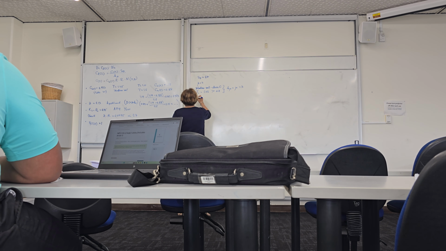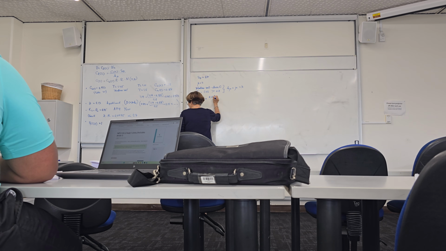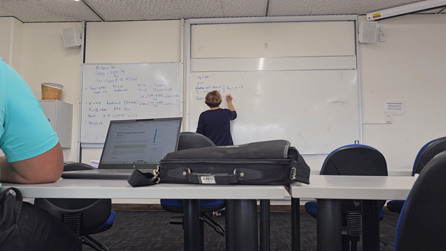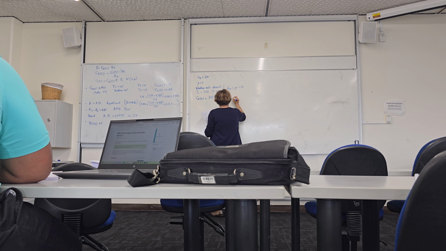Therefore, CDT1 equals 0.09487 times 0.7 divided by 3, and will give 0.02214.